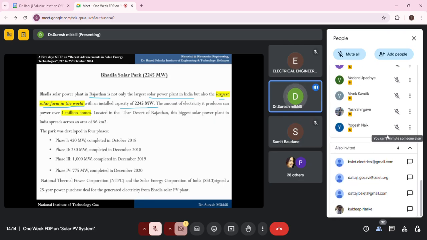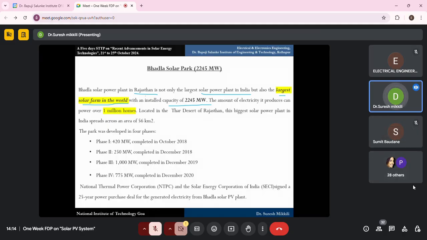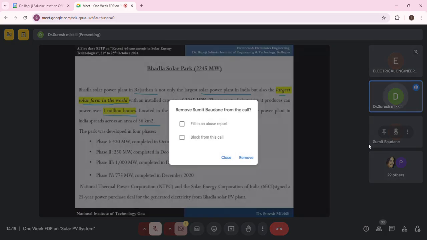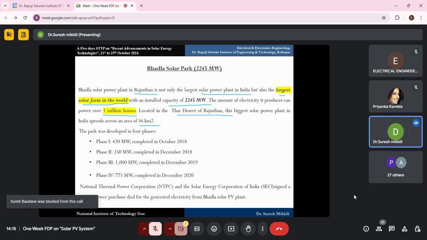The amount of electricity produced by the solar plant can supply power to over 1 million houses. It is located in the Thar desert, and it is spread over 56 square kilometers. It was constructed in different phases.